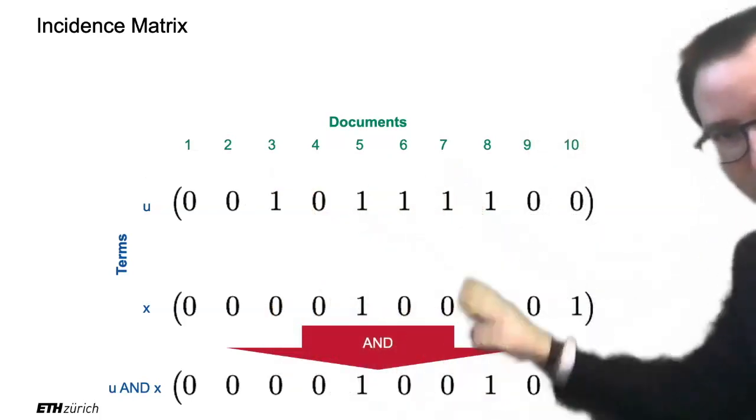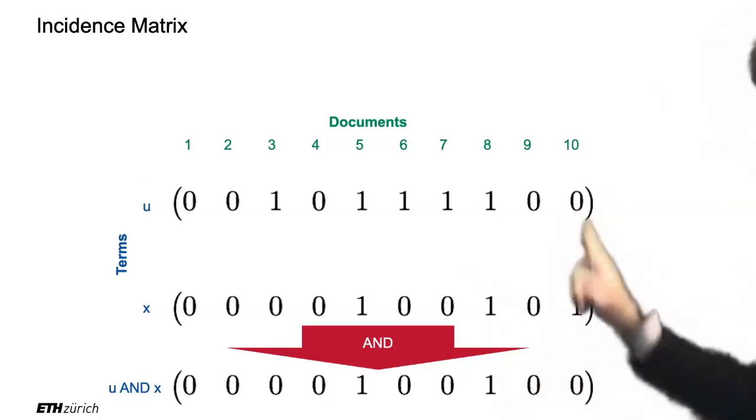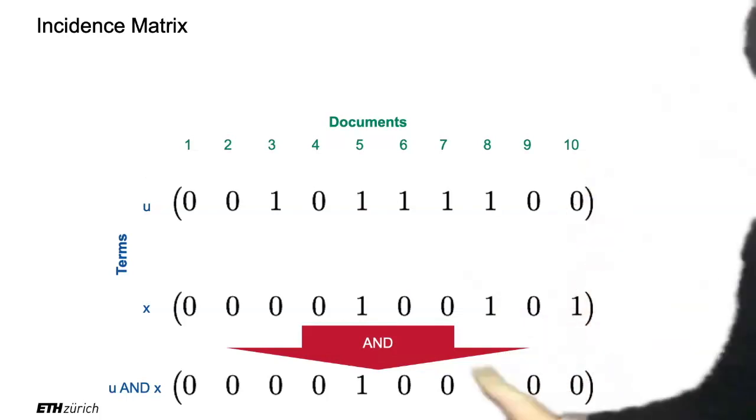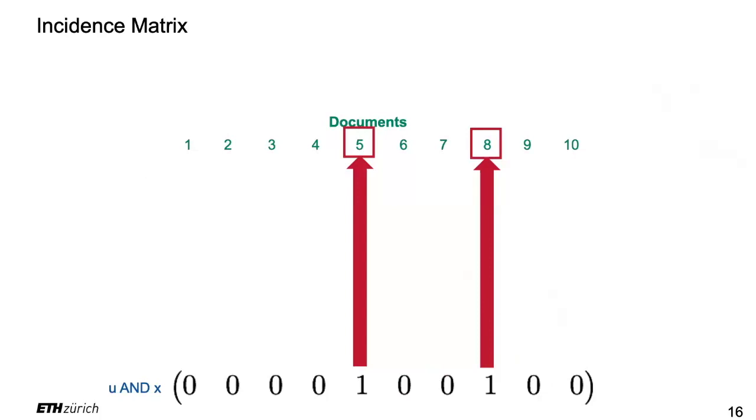This one goes through, this one is lost, this one is lost, this one goes through, and this one is lost because of the 0, right? So this is an AND. So it does the job for AND.